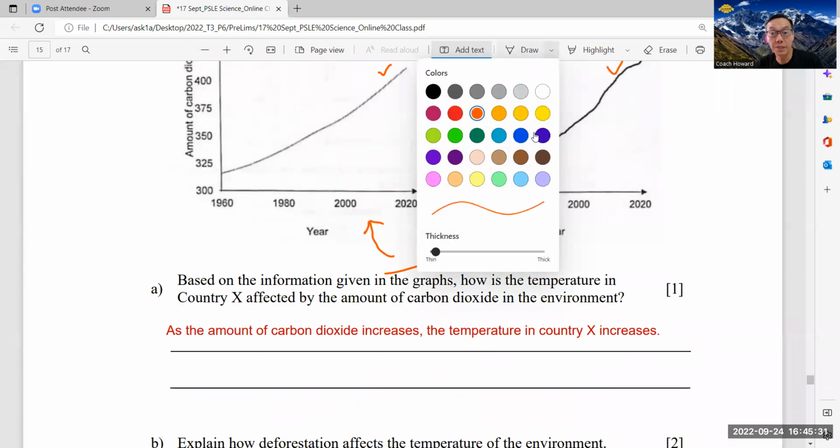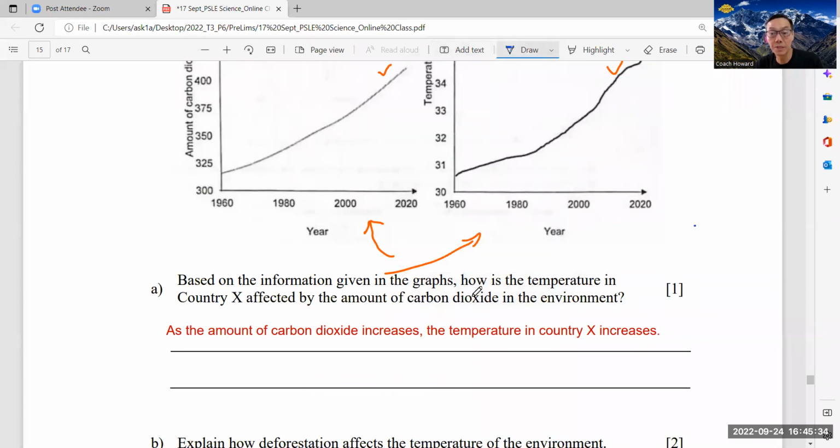After you have written the answer, do check whether you have answered according to the question, because they ask you how is the temperature affected by the amount of carbon dioxide. So you check here, have I answered correctly? Carbon dioxide, yes. Temperature, yes. So this is to verify that you have answered according to the question. Clear?